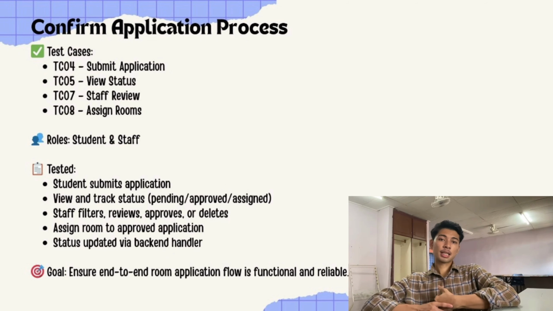For staff, test case 7 tests their ability to review, approve, reject, and delete applications using a filtering interface. Test case 8 then covers the room assignment function, ensuring staff can only assign rooms that match the student's request and are not yet full.